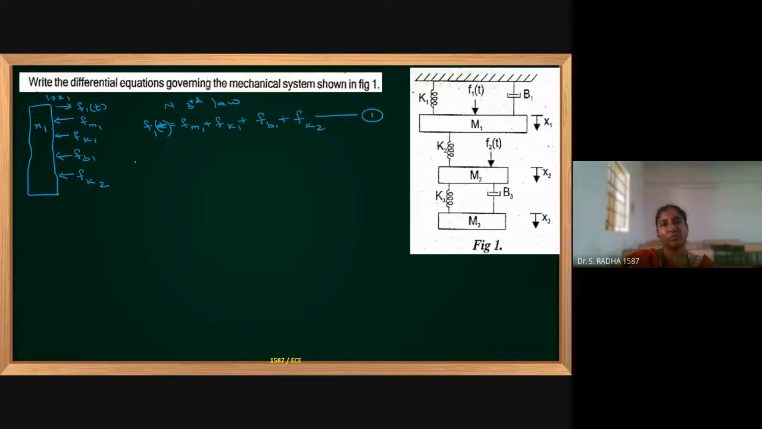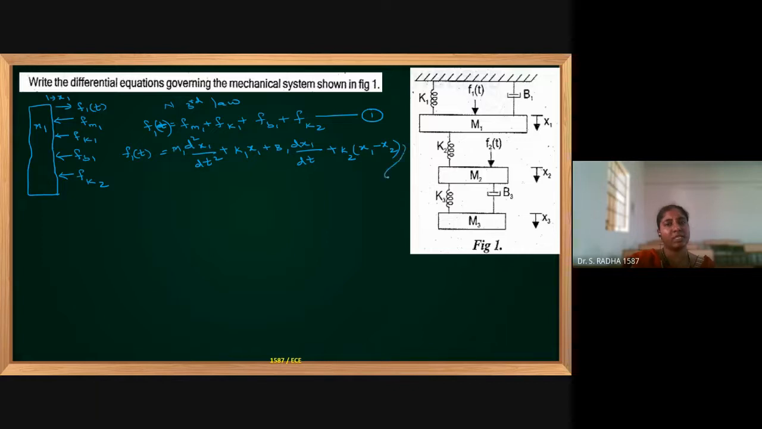Now write the equivalent force balance equations. There is no force balance equation for the applied force. For opposing forces on masses, only one displacement should be used. So M1 d square x1 by dt square plus K1, B1 are connected only to M1. So I have to write k1 x1 and b1 dx1 by dt, plus K2 is connected between the masses. So I have to take two displacements. Because I am writing for M1, that displacement should come first. Then the other side displacement should come.